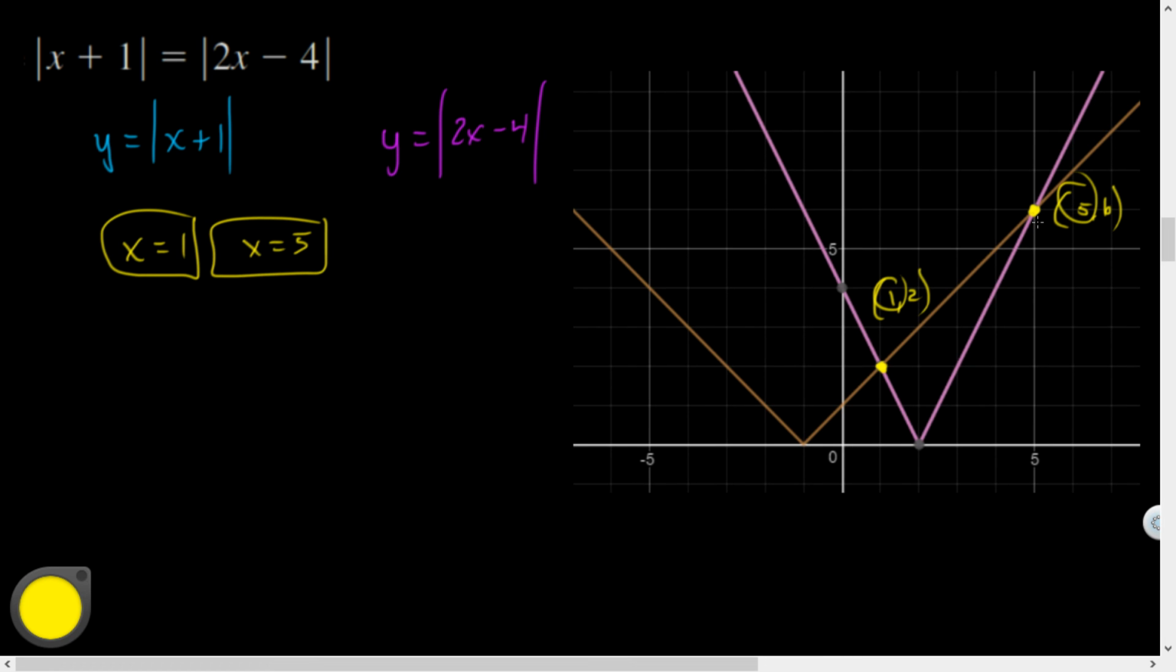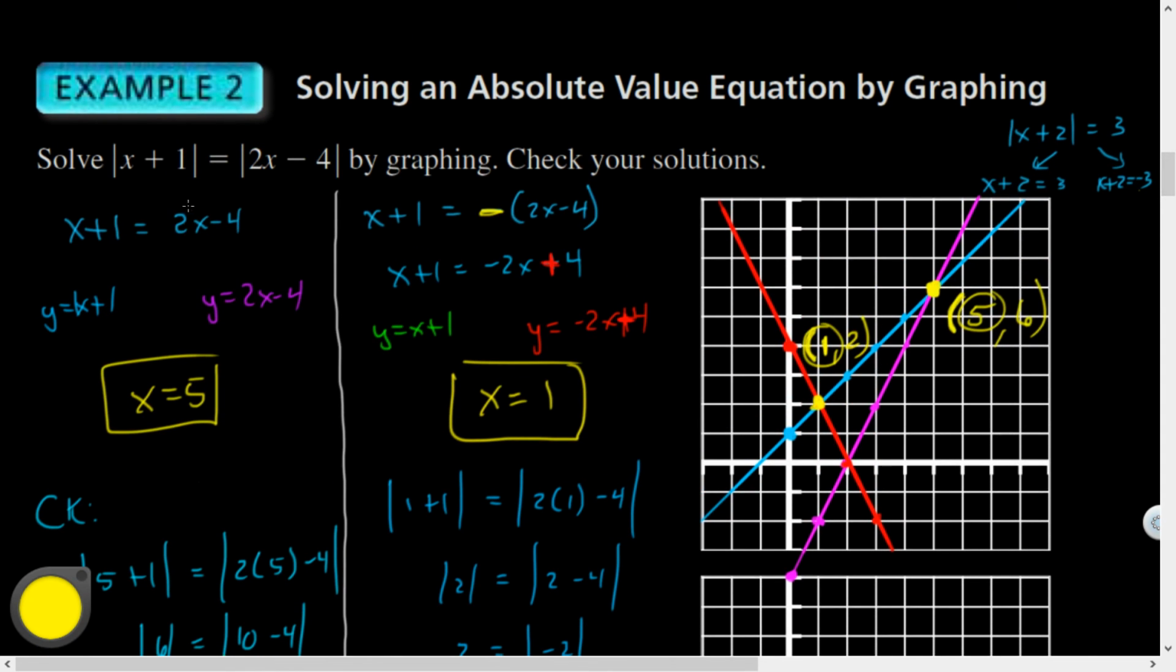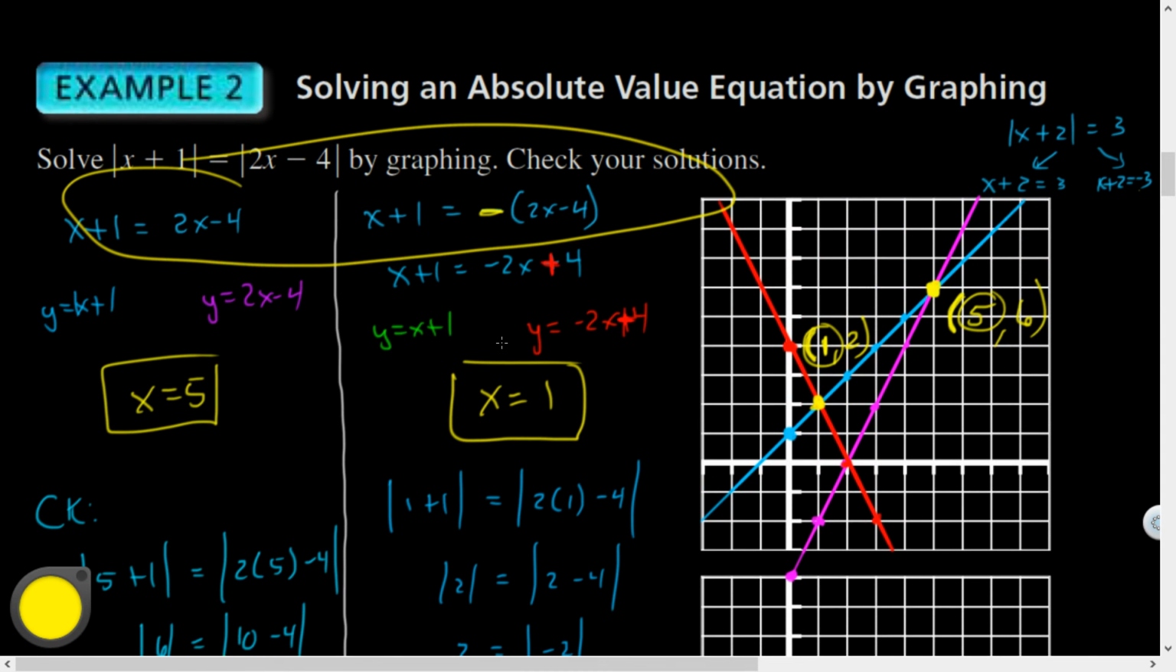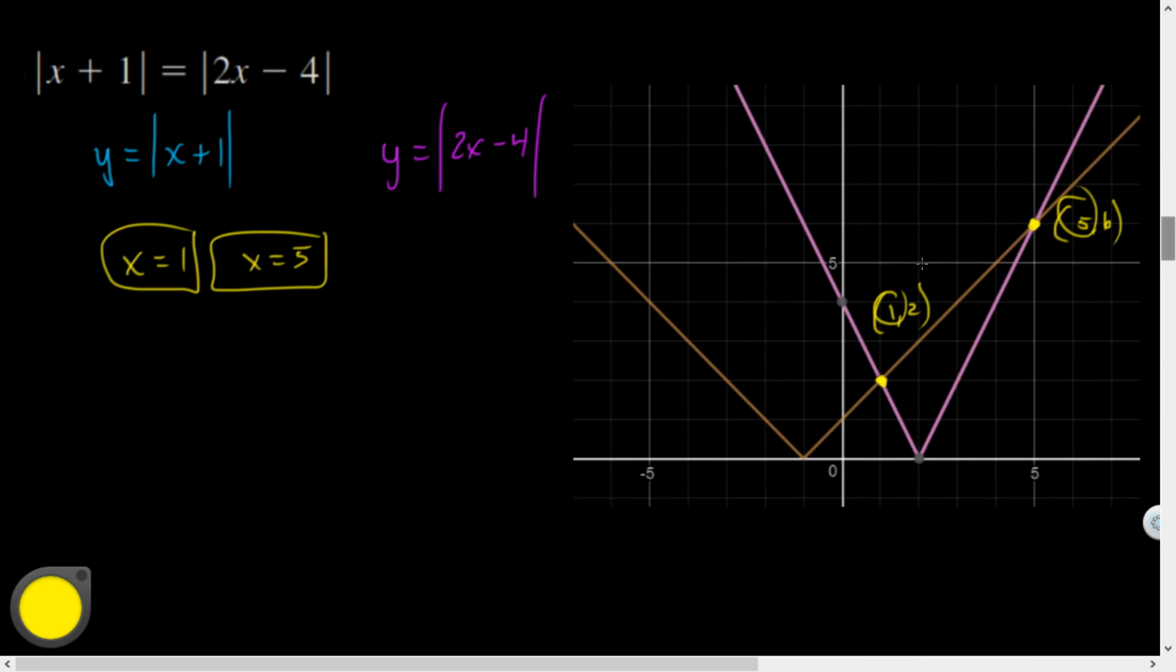But your book, instead of having you graph absolute value functions, had you rewrite them to get rid of the absolute value first, right? That's what the book has us do. But I just wanted to point out, technically, we could have done it a different way, and I think it's interesting that you get both solutions from a single graph.